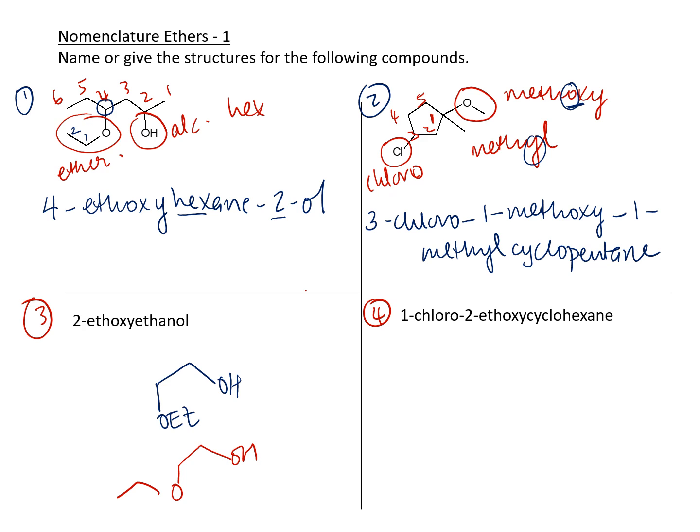And then let's look at the last one. It's 1-chloro-2-ethoxycyclohexane. Cyclohexane is going to be my base compound. Then I have 1-chloro. I can start wherever I want. And then on the second carbon, I have an ethoxy. So that's my ethoxy on the second one, and that's about it. Usually your ether nomenclature shouldn't get more complicated than that.